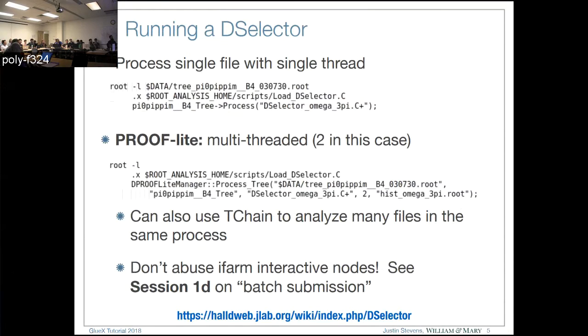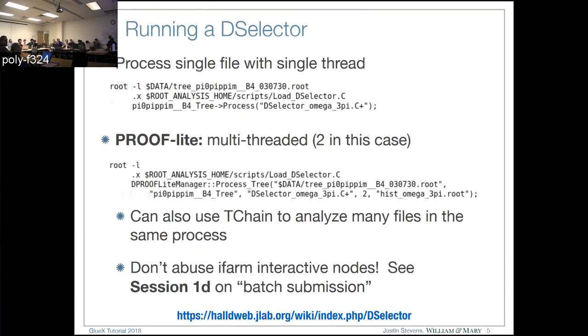dselector_omega_3pi.c. If you want to run that, you can open this full T-tree file that we looked at in the T browser before. You need to load the library, which has all this code for the D-selector functions, and then you can just tell it to process that tree. This is the standard selector process function that ROOT has inside of it, and this will loop through all of the events inside of your tree and do whatever is inside of this D-selector function. And we'll talk about the different functions that are inside there in a second.